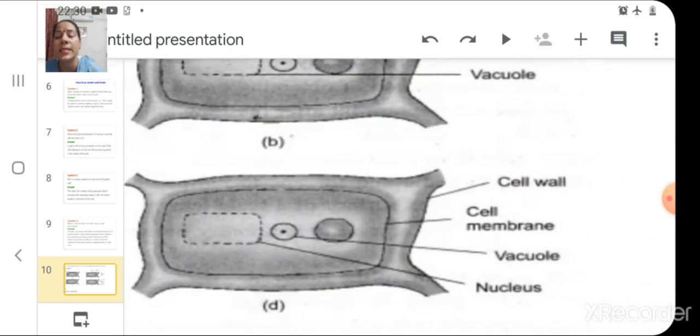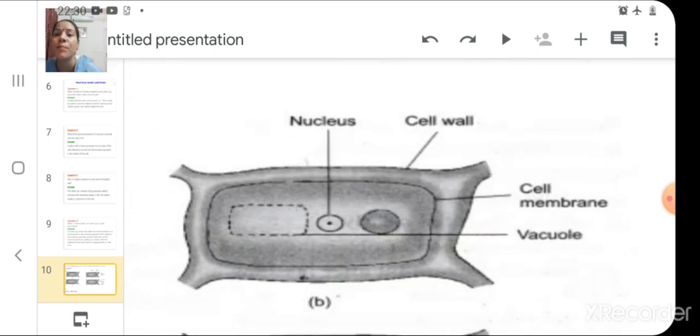Now here in this D option, you see the cell wall is there, the cell membrane is correctly placed, but there is an interchange in the labeling of the nucleus and vacuole. So this is again a wrong option. So the correct answer is diagram number B, in which all the parts are correctly marked.